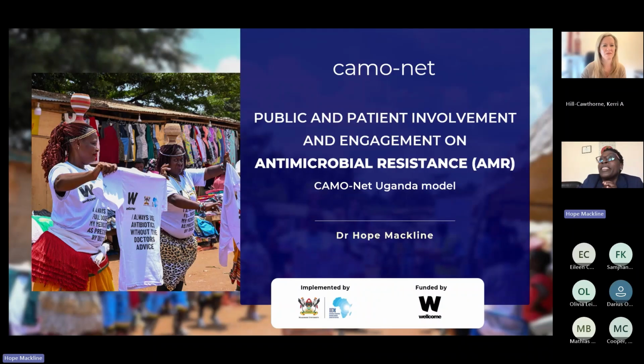So at the start of CAMO-Net, which is the Centers for Antimicrobial Optimization Network here at the IDI, one of the things that CAMO-Net aims at is not just doing research, but doing research that is contextually fit for the environment that you are working in, and making sure that whatever you do is meaningful and helpful to the community and the environment that you're working in. So there was a part that you need to focus on more beyond research, which we brought in as public and patient involvement and engagement, to make sure that the research you do becomes meaningful and impactful to the communities we serve or do the research in.